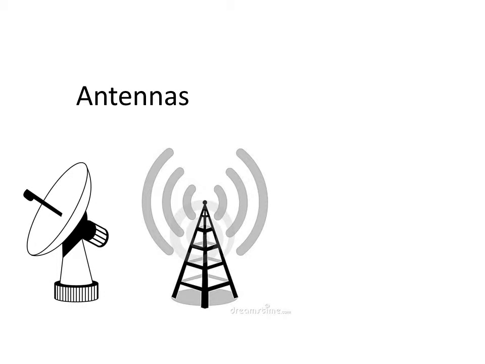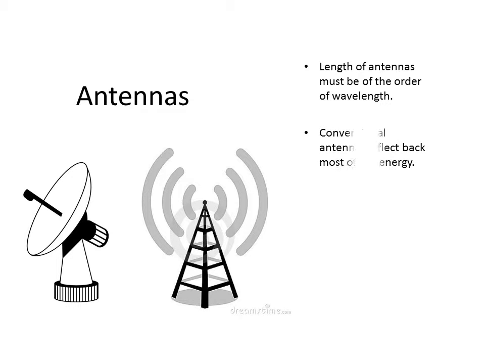As we all know, antennas play a crucial role in communication using EM waves. But we face some problems that drastically reduce the performance of antennas. The length of antennas must be at least the order of the wavelength for practical communication. Conventional antennas that are very small compared to the wavelength reflect most of the signal back to the source.